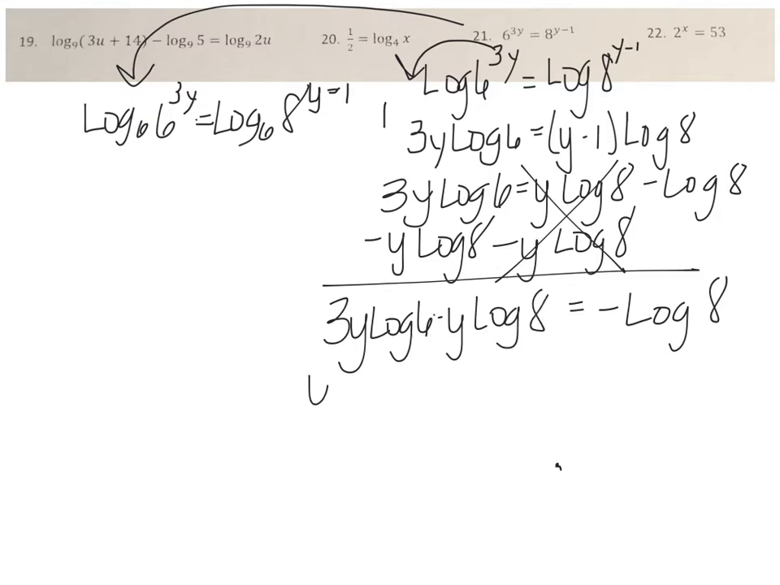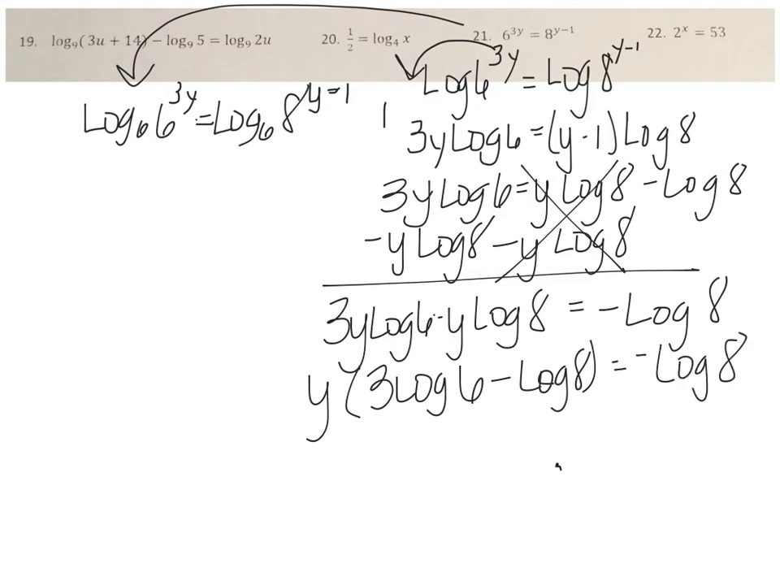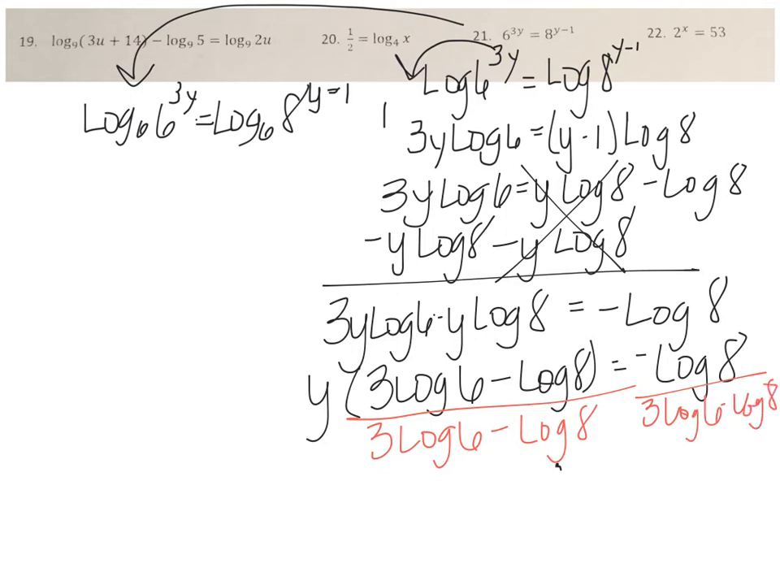I can factor out my y and I get y times 3 log of 6 minus log of 8 equals negative log of 8. And now we will divide by 3 log of 6 minus log of 8. And our answer, y equals negative log of 8 divided by 3 log 6 minus log 8. And then we got to figure out what this is in the calculator.